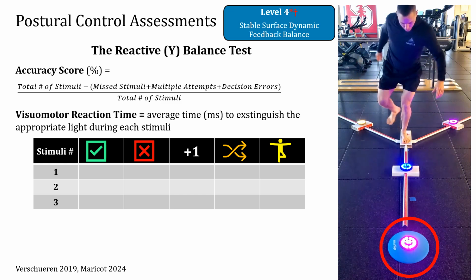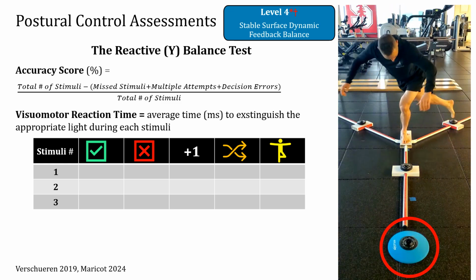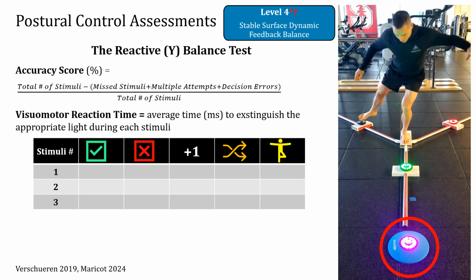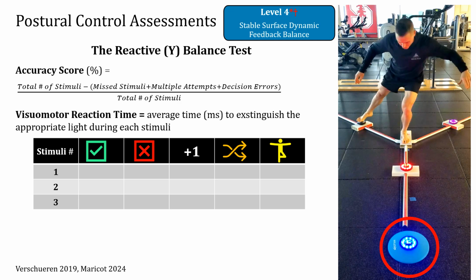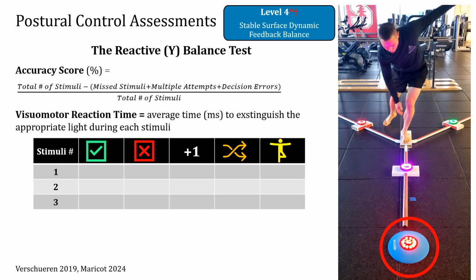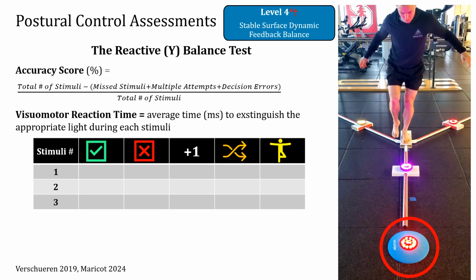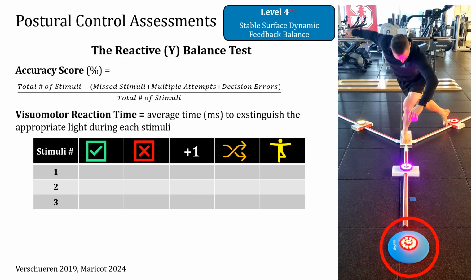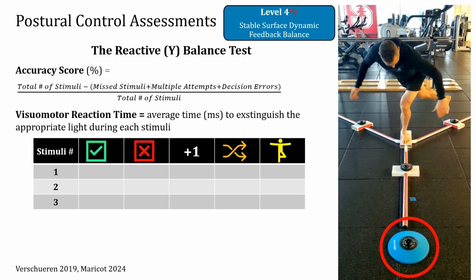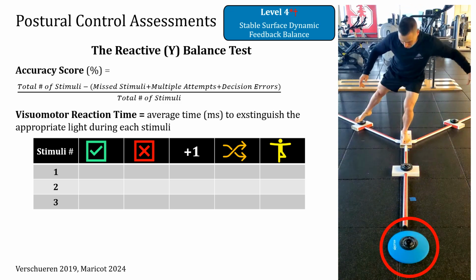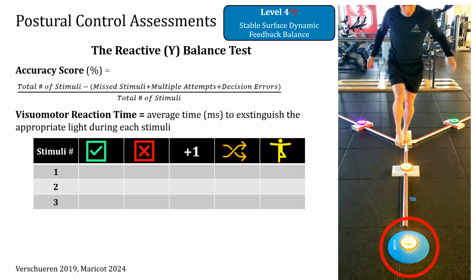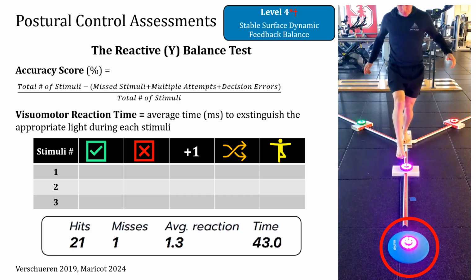The first column with the green check mark means they've hit the stimuli, that's accurate. The red would be incorrect stimuli, +1 would be multiple attempts. A decision error would be the yellow, and then a loss of balance would be in that final 5th column. And then you can easily quantify this, whether you want to use a 1 or 0 score, in Excel, for instance, where it will calculate it for you. That's probably the easiest way over time.